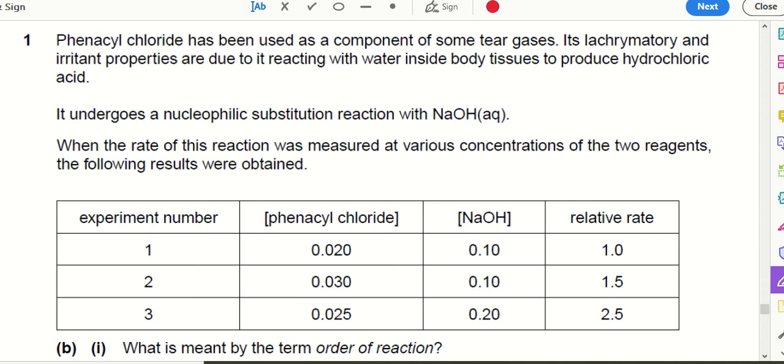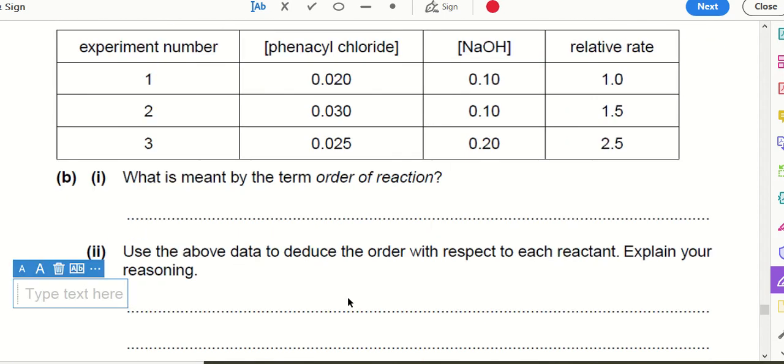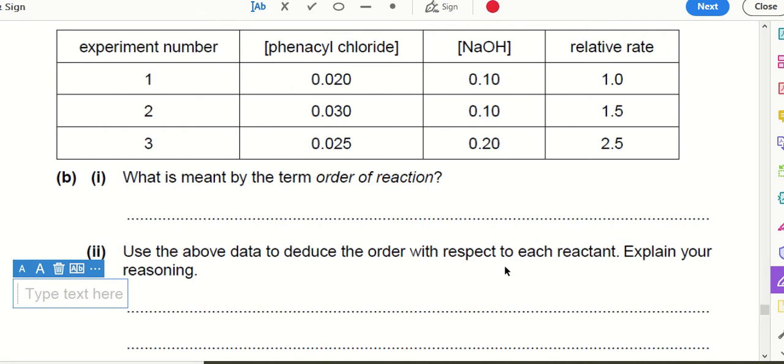This is summer 2010 question paper 4-2, question 1b. My discussion will be focusing on finding the order of reaction with respect to each reactant, which is in part B2. Now let's look at the data given.